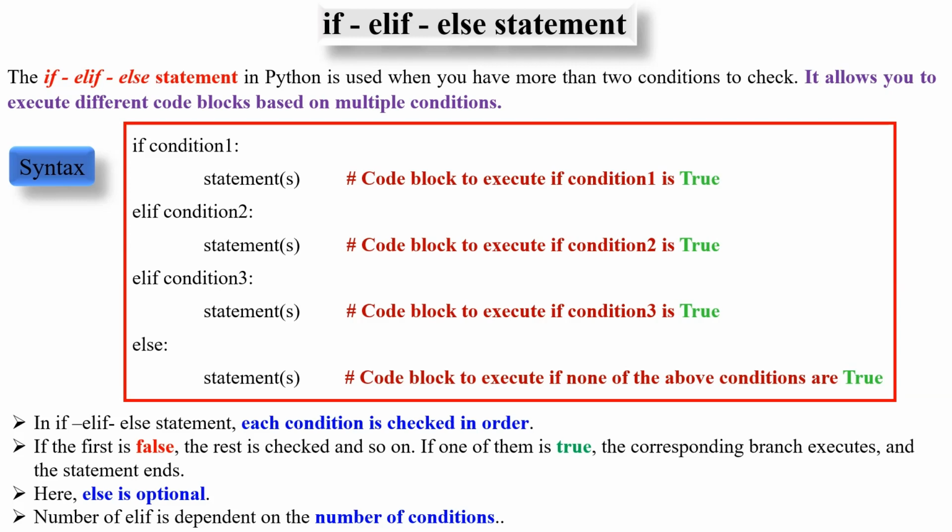In if-elif-else statement, each condition is checked in order. If the first is false, the rest is checked and so on. If one of them is true, the corresponding branch executes, and the statement ends. Here else is optional. Number of elif is dependent on the number of conditions.